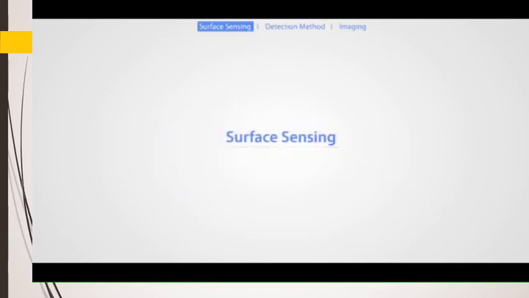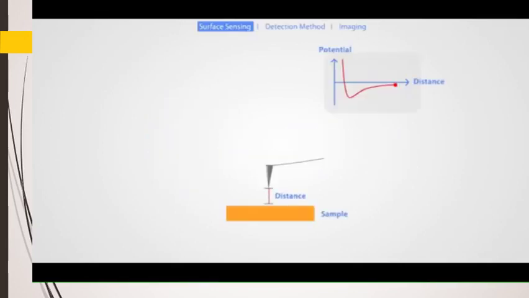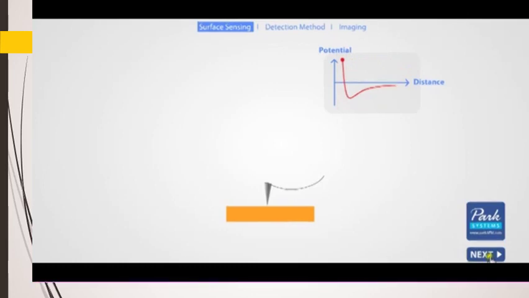How does an AFM work? An AFM uses a cantilever with a very sharp tip to scan over a sample surface. As the tip approaches the surface, the close-range attractive forces between the surface and the tip cause the cantilever to bend towards the surface. However, as the cantilever is brought even closer to the surface, increasingly repulsive forces cause the cantilever to bend away from the surface.